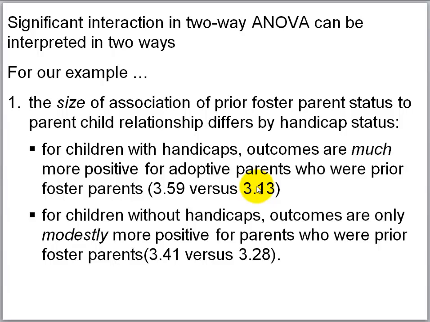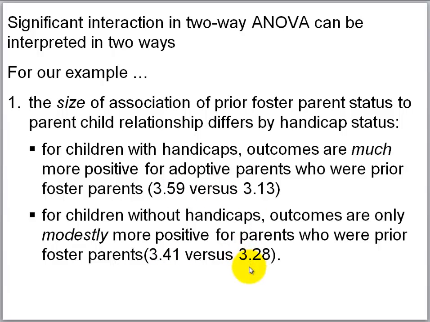A fairly pronounced difference. We won't bother to interpret it in terms of standardized mean difference, but you can see that it's a larger difference than is the case for the group of children without handicaps. In this situation, outcomes are only modestly more positive for prior foster parents. There's the difference, 3.41 versus 3.28, a smaller difference than above.